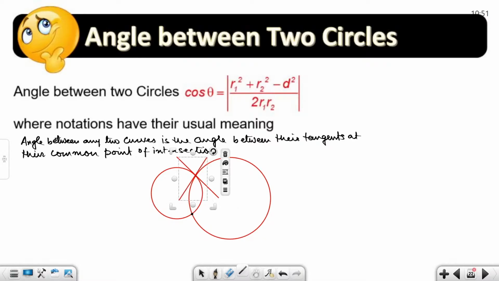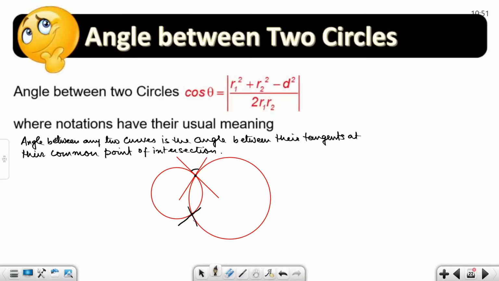Okay, is it clear? Now, the angle between these two curves is the same as the angle between their tangents at this common point of intersection. Now, I am telling you, as these two circles are symmetric, the angle between these two tangents, somebody can say, sir, I can find out the angle here also.